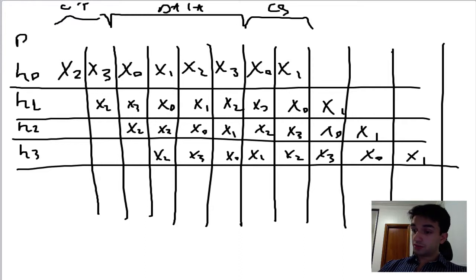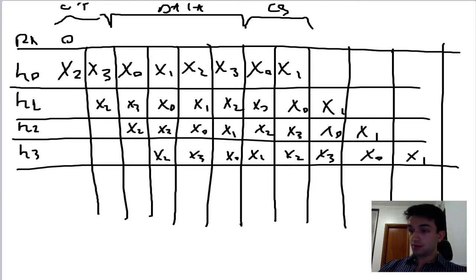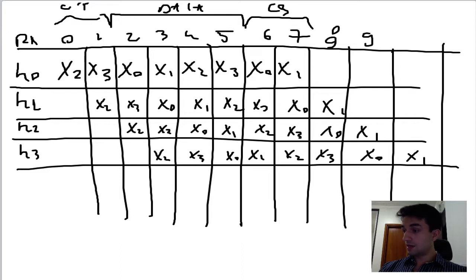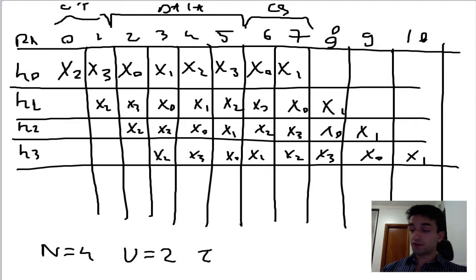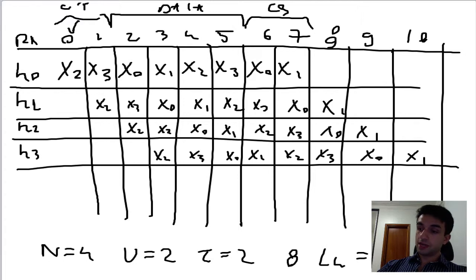So for the receiver Rx here, the index would be 0. Let's put the index here: 0, 1, 2, 3, 4, 5, 6, 7, 8, 9, 10. Remember, in this particular case, we are using N equals 4, nu equals 2, and tau, the length of the cyclic suffix, equals 2. So the symbol has a total length of 8. And the length of the channel impulse response, commonly referred to as LH, is 4. So the convolution has a length of 8 plus 4 minus 1, which is equal to 11. So it starts at index 0 and ends at index 10.